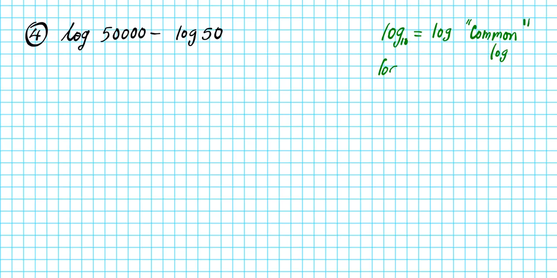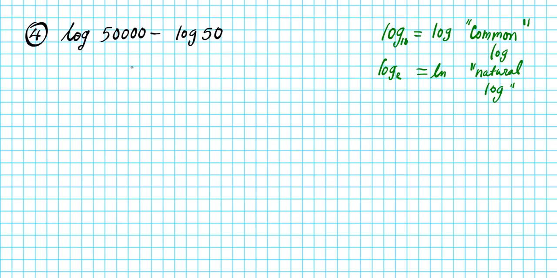When you have log base e, this is written as ln. This is known as a natural log. So these are the two main types of logs that you will be dealing with, especially when you're entering logarithms into your calculators. These are the main formats that you will see. So this is log base 10. Keep that in mind.